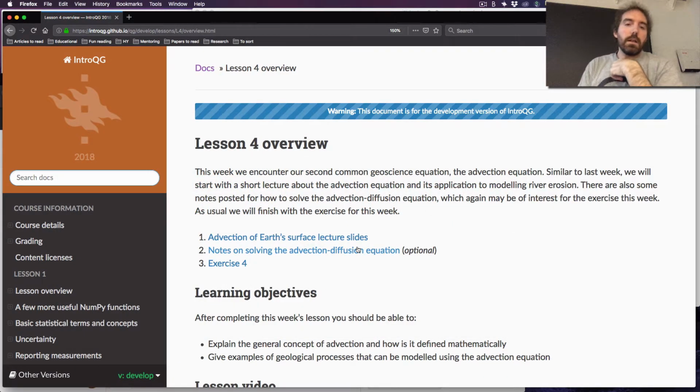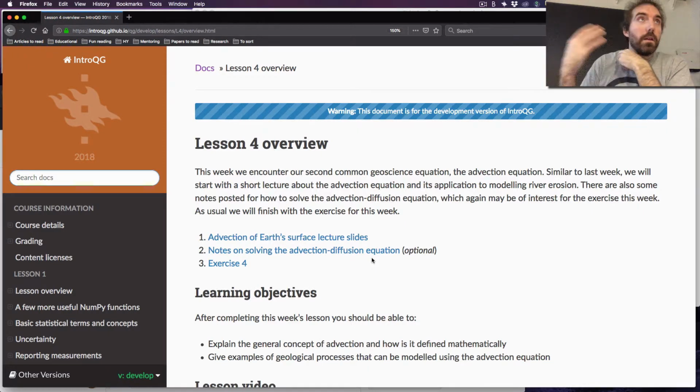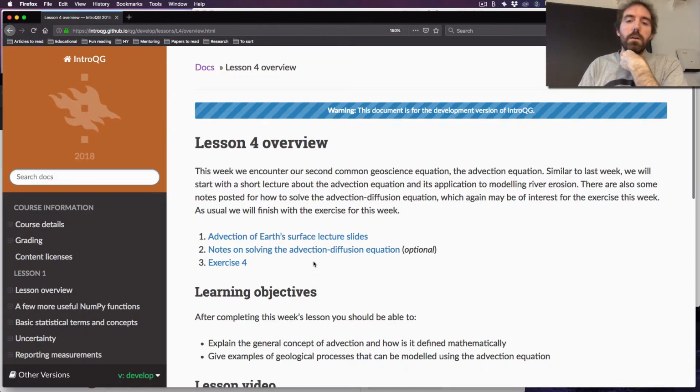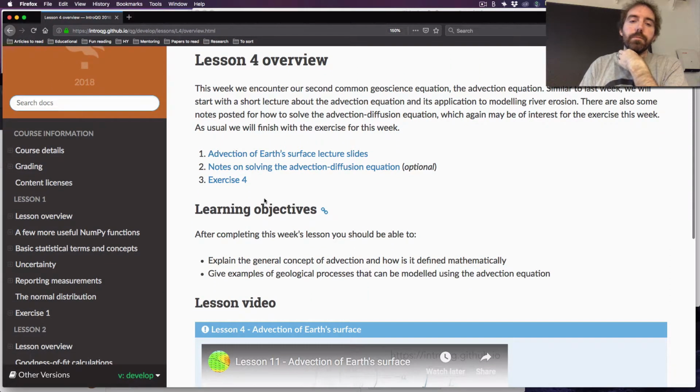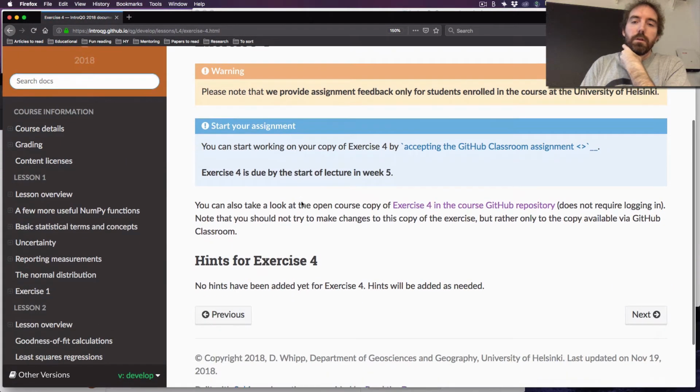So we've done the lecture stuff. Like I said, I'm going to skip over showing you the notes on solving the advection diffusion equation. That's kind of just stuff that's there from years past. And if you're really interested and you want to know how to solve the advection equation for a heat transfer problem, that is there, and you're certainly welcome to have a look and see how things work.